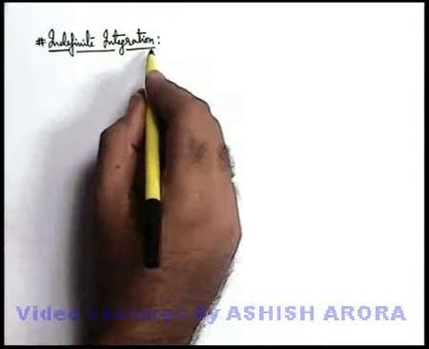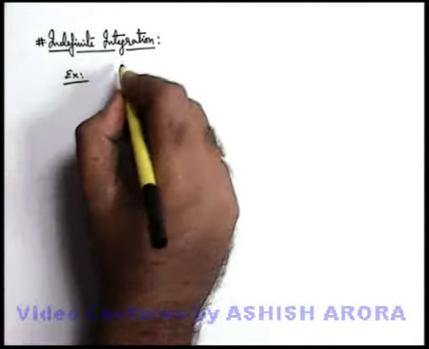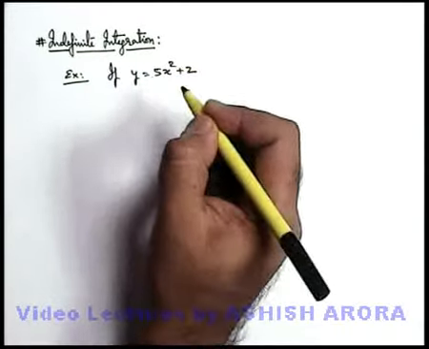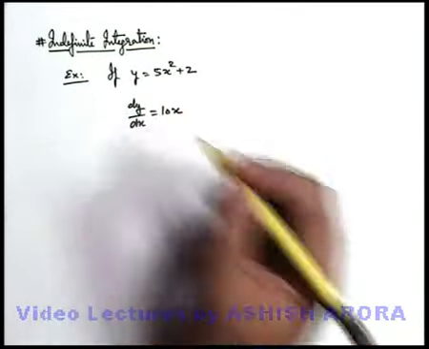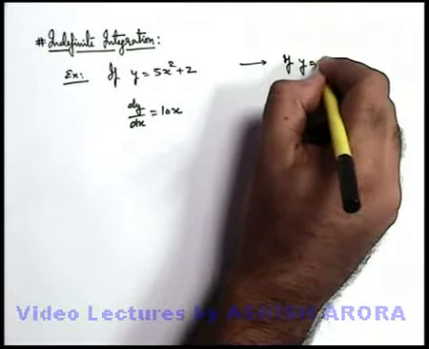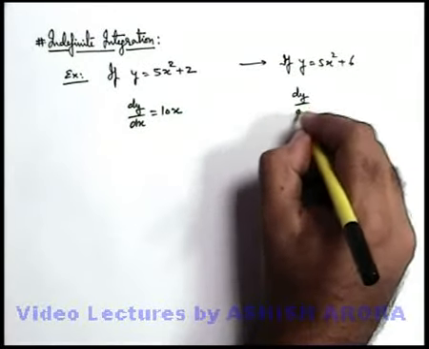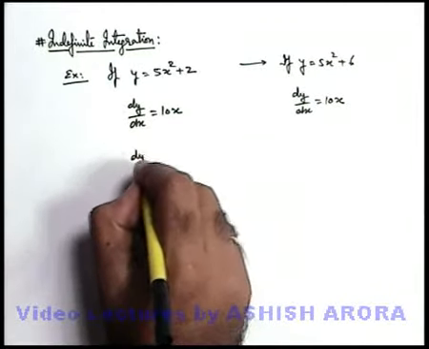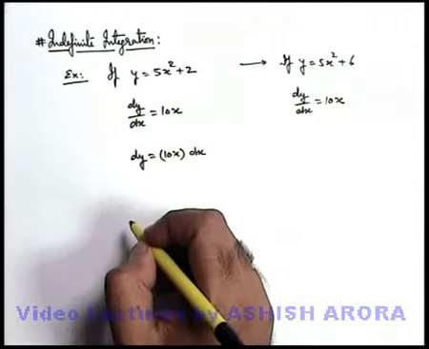Let's discuss the concept of indefinite integration. This will be understood with the help of an example. Say we are given y is equal to 5x square plus 2. Here if we differentiate it, we'll get dy by dx is equal to 10x. Now say if we are given y is equal to 5x square plus 6, again on differentiating we'll get dy by dx is equal to 10x. Now this can be written as dy is equal to 10x dx.